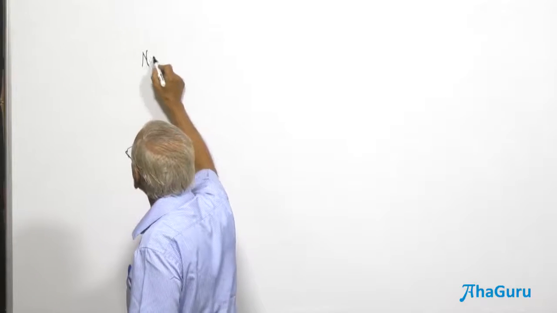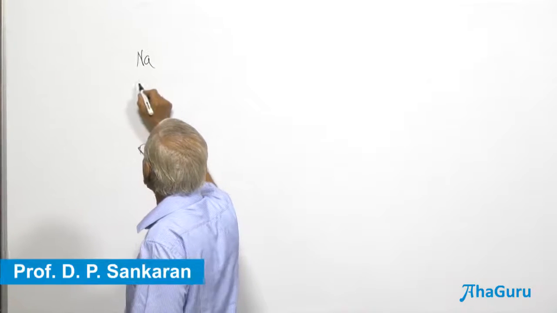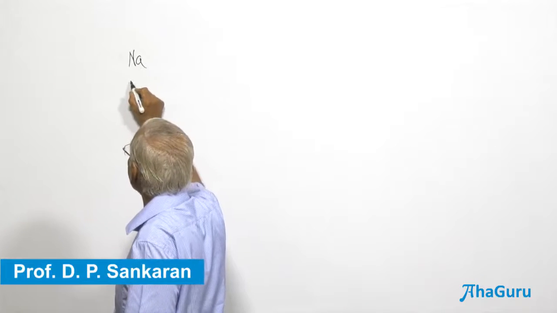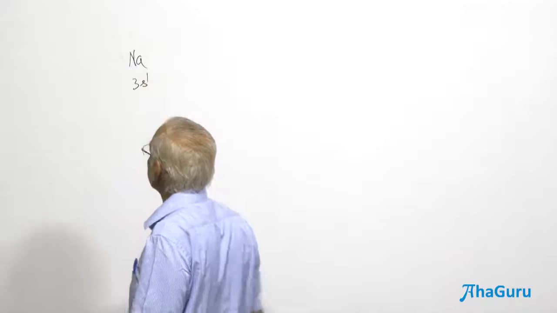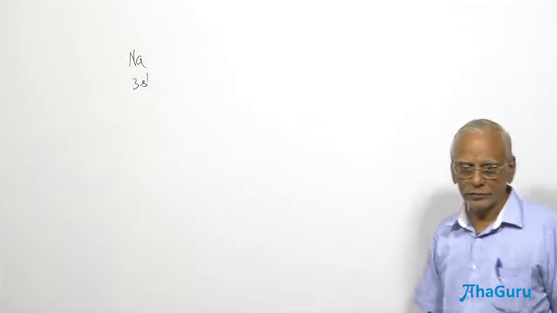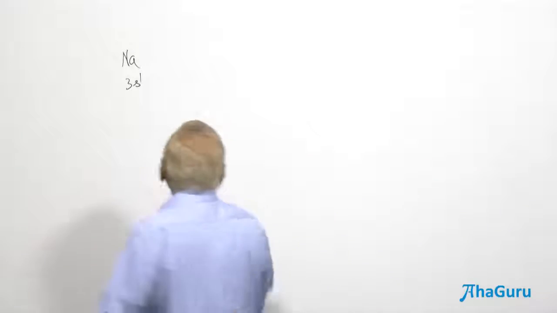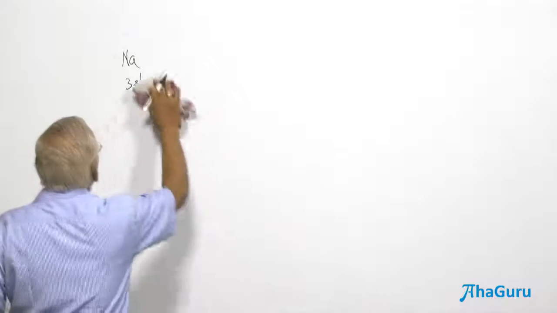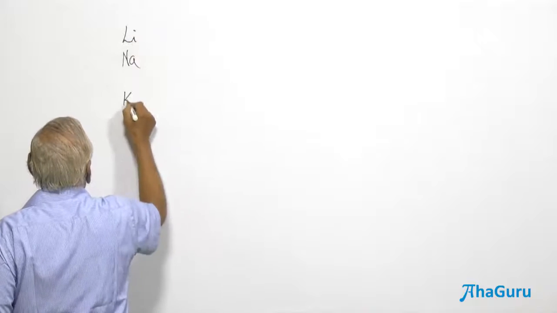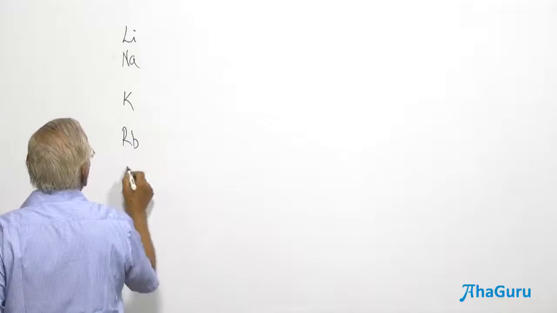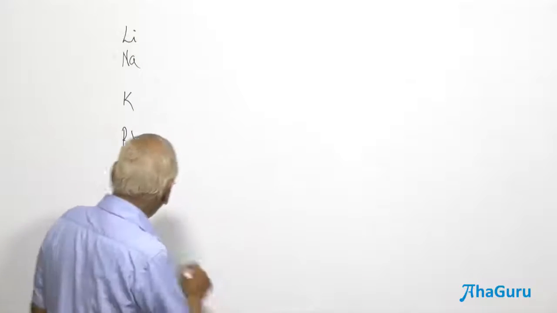Let me take sodium. The electronic configuration of sodium is going to be 3s1. Now, I am going to teach you to write the condensed electronic configuration: lithium, sodium, potassium, rubidium, cesium and francium.